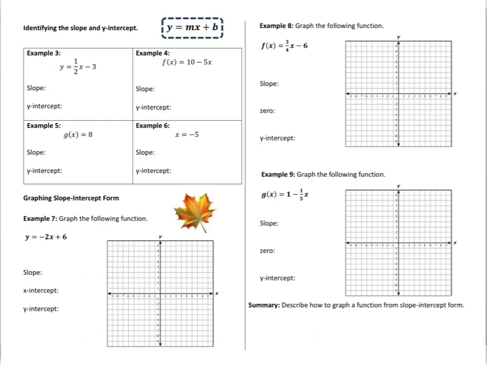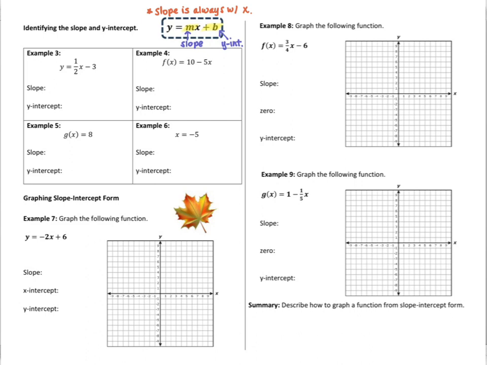Quick review that your m is your slope. Okay, it's always in front of the x if you want to make a note of that. Slope is in front of the x. And then your b value is your y-intercept. And like I said, these are the 2 things you need to be able to graph, so it's important that we can look at an equation and identify them.